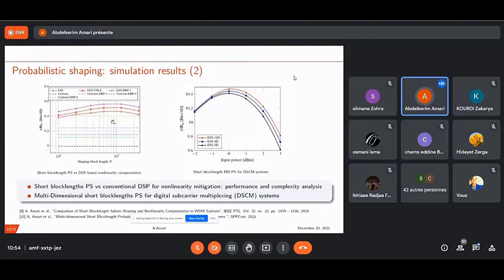For dense WDM systems where the nonlinear interference is high, we found that shaping also gives much better performance than even nonlinear compensation via digital backpropagation, which has high complexity. And by doing some multi-dimensional shaping, we can get better performance.